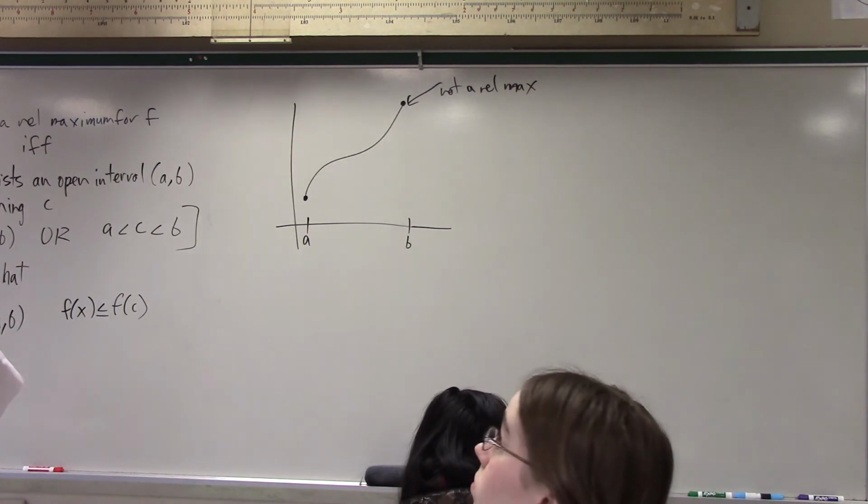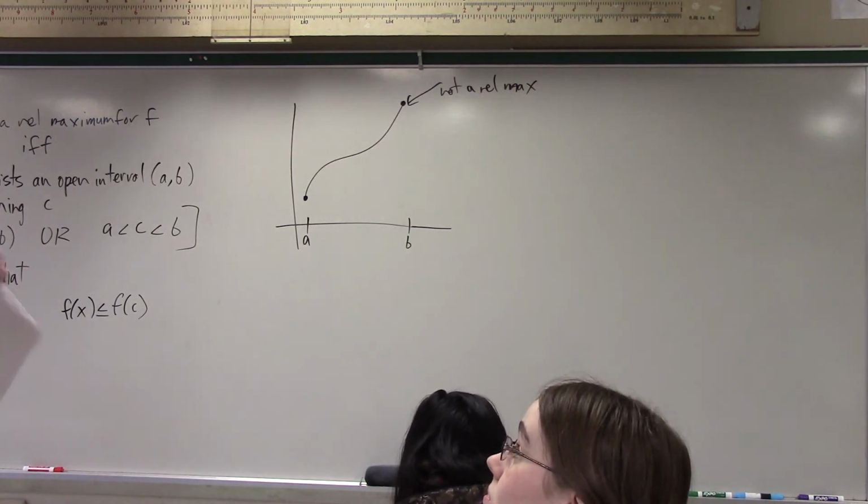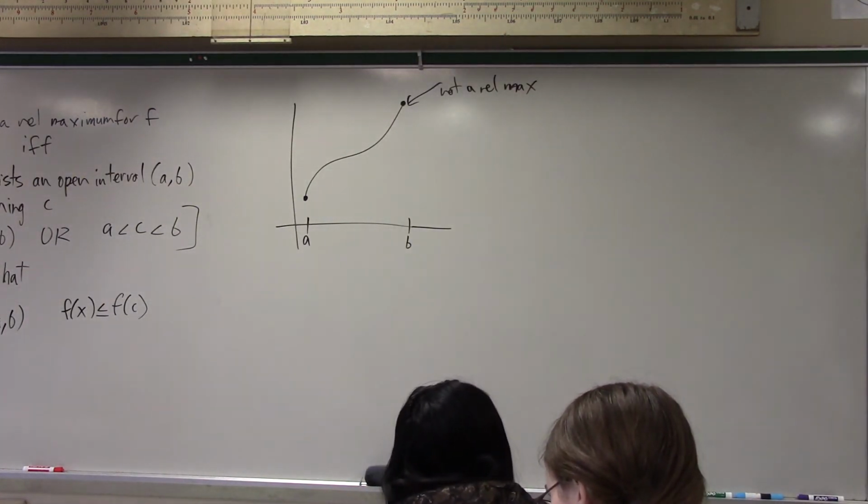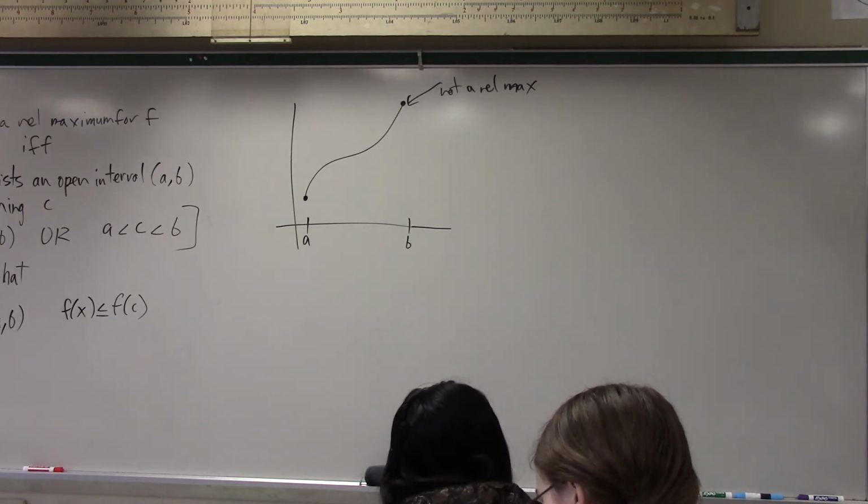Yes? What's the difference between a relative maxima on an interval and a global maxima on an interval? Oh my god, this is what we've just been reviewing for the last 45 minutes! The absolute maximum is the biggest y value. A relative maximum of a function, anywhere, is a place where it's bigger than the nearby points.